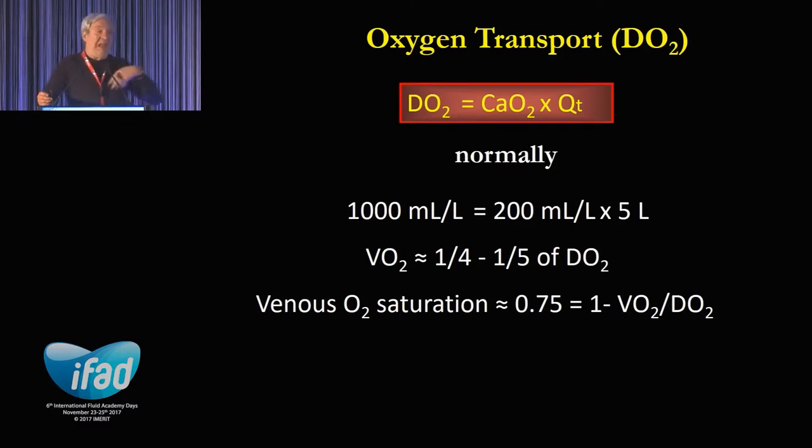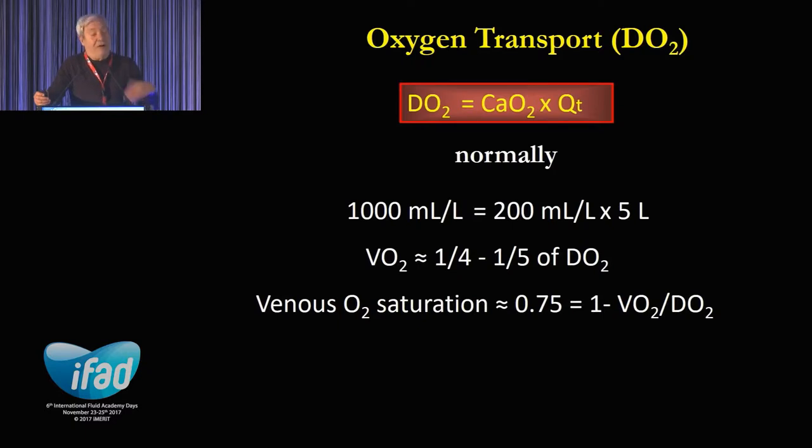Normally we have an amount of oxygen per minute delivered to the periphery of about 1 liter, if we have a normal hemoglobin, normal saturation, and normal cardiac output. Of this 1 liter, a quarter to a fifth is taken up by the tissue. So the oxygen returning to the heart is 1 minus the oxygen consumed divided by the oxygen offered. The venous saturation is nothing else than the balance between what has been offered and what has been consumed.